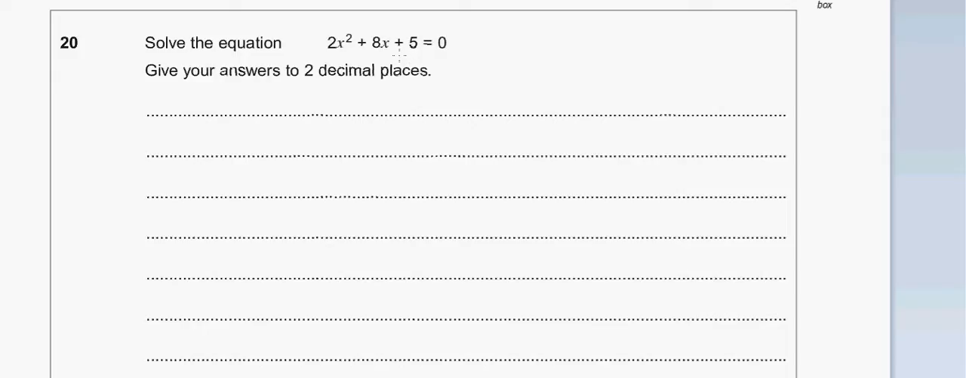Okay. So there are 2 different ways that we can approach this. We can use the quadratic formula, or we can complete the square. So personally I would use the quadratic formula. So this is at the beginning of your paper, so let's just alter the thickness, that's better.